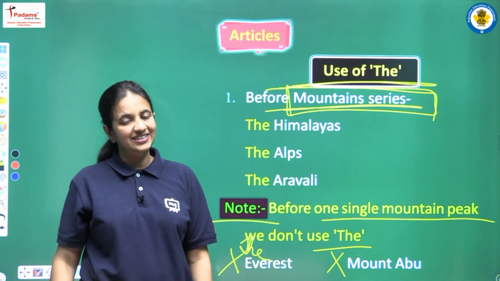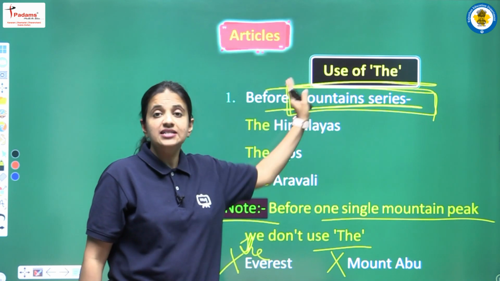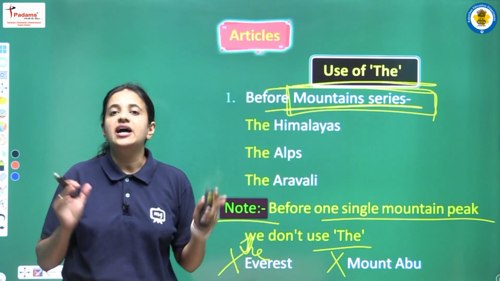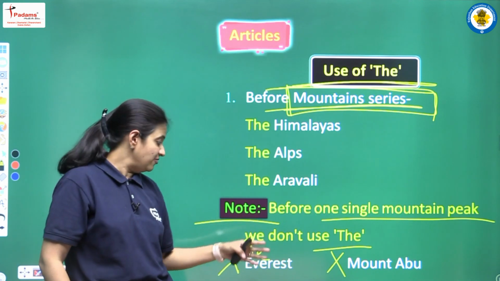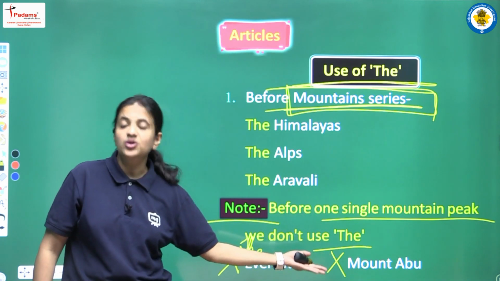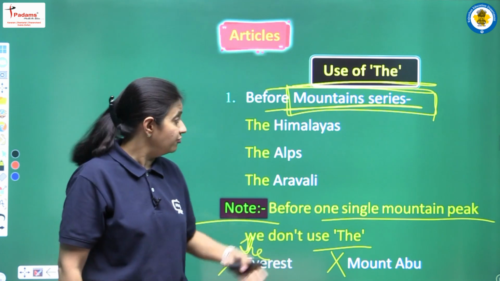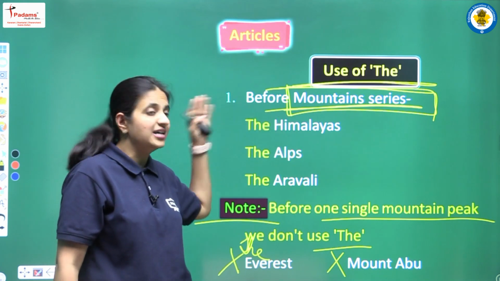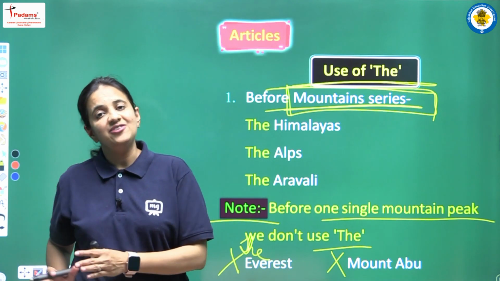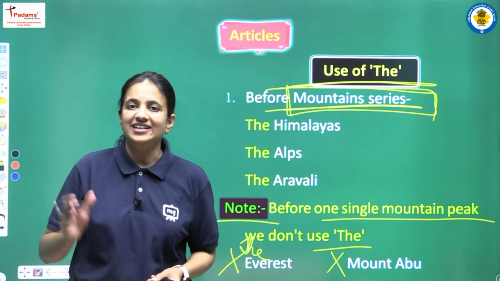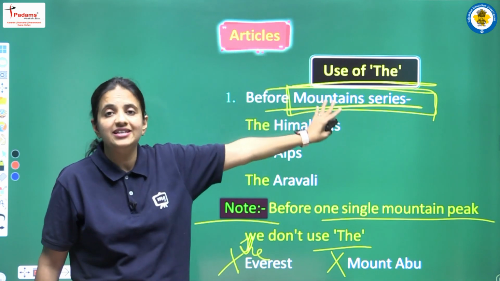Clear? I hope the difference is clear to you: if we have a mountain series then we can use the article the, but if we have a single peak name like Everest or Mount Abu, then we cannot use the article, because they are only a part of these mountain series, the Himalayas and Aravallis. It is used only and only before mountain series.